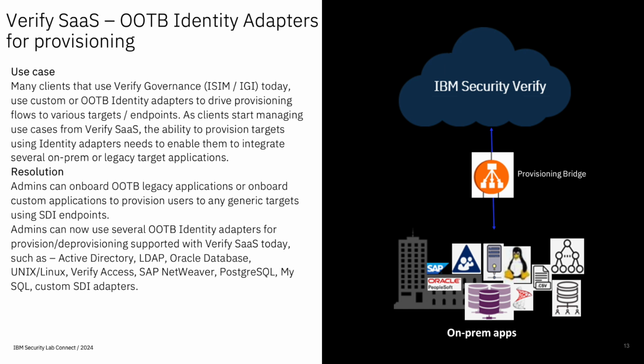This is used with existing adapters from the ISPG product. Using these adapters, on-prem targets can be managed from Verify Security SaaS. The important point to be noted here is the provisioning bridge that we see. It is used to establish connectivity to on-prem targets. It requires outbound connectivity to the SaaS environment and nothing else. It does not require any VPN or port opening from the firewall. Just outbound connectivity is sufficient. And outbound connectivity using a proxy is also supported.